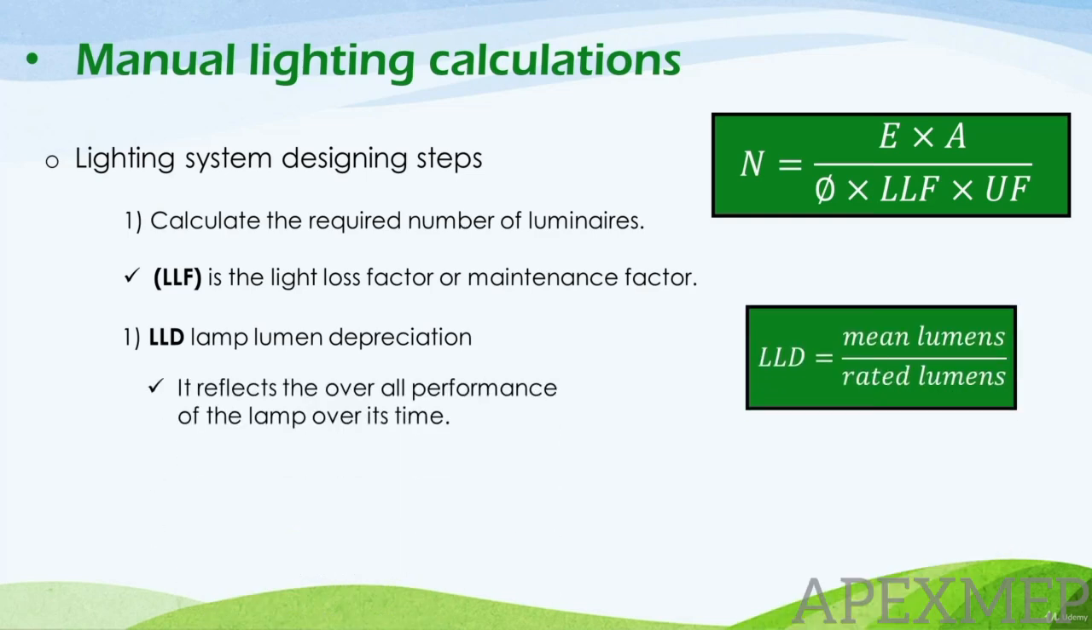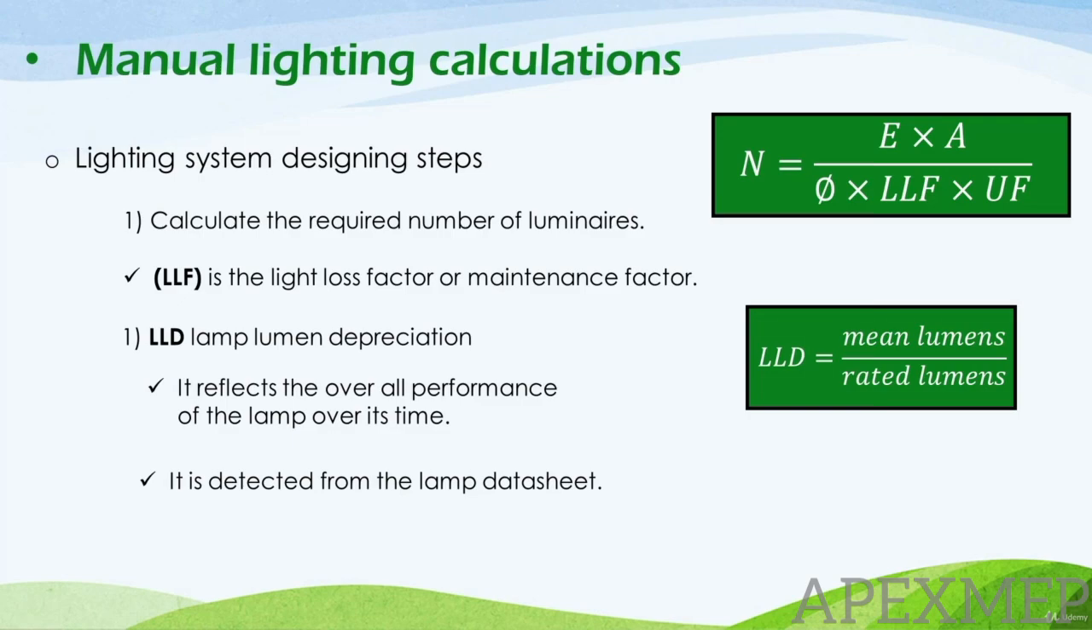And this factor LLD equals the mean lumens over the rated lumens. So we calculate the average lumens compared to the rated lumens that the luminaire is designed to produce. And this value LLD is detected also from the lamp datasheet, so it depends on the luminaire type itself.